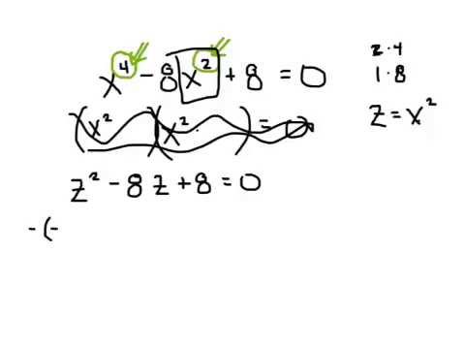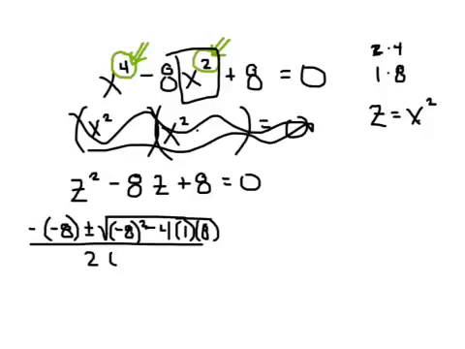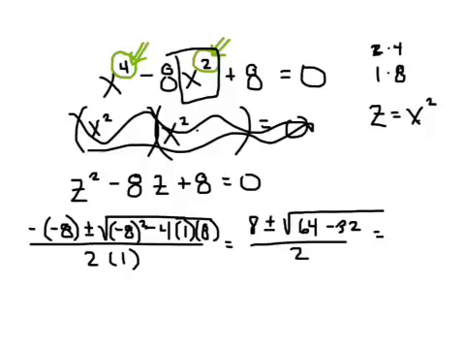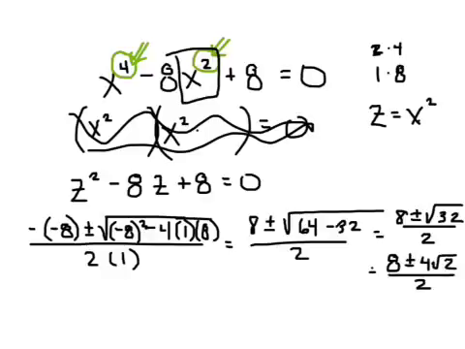So when I put that in the quadratic formula, negative negative 8 squared minus 4 times a times c all over 2 times a, I end up with 8 plus or minus the square root of 64 minus 32 all over 2. 64 minus 32 is 32. And the square root of 32, when you break it down, becomes 4 root 2. And if I divide each piece by 2, I end up with 4 plus or minus root 2.